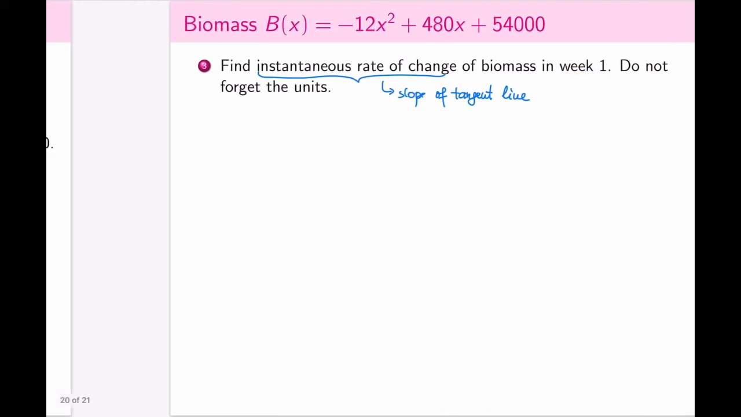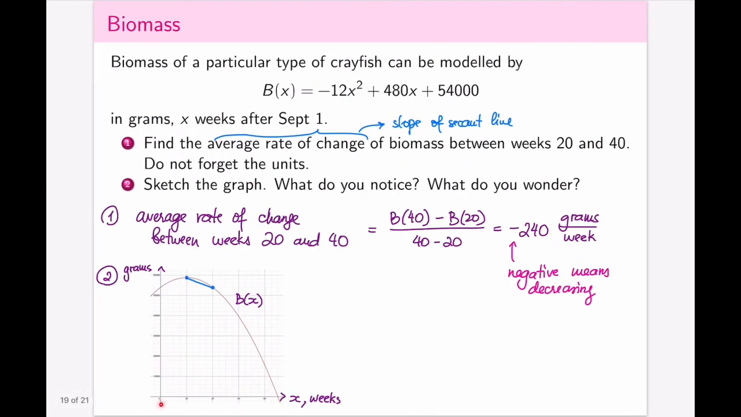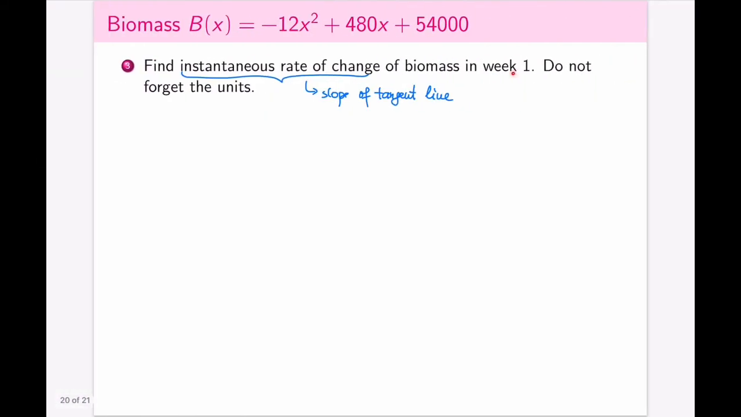So based on our graph, let's take a quick look back here. If this is 20, week 1 is going to be really close to 0, so somewhere here. We're looking for the slope of a tangent line at this point. At this point, we are expecting a positive slope, so a positive number as the answer. But of course, now we're not looking for the average, we're looking for instantaneous. So we don't have two points to go off of, we only have one point in week 1.